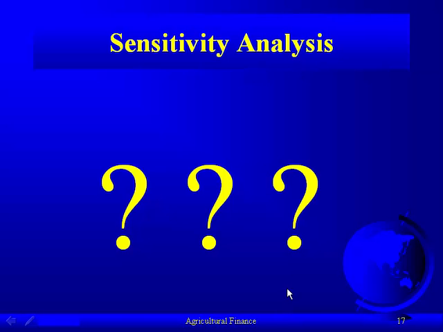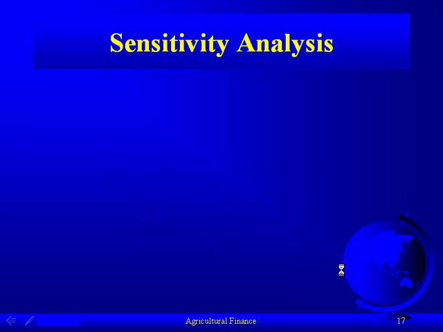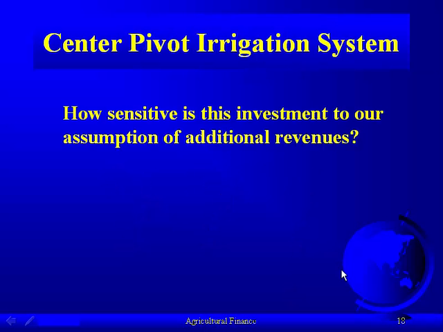We've determined now that this center pivot irrigation system is a profitable investment if our assumptions hold. Remember, we made some heroic assumptions about additional revenues that we would get and additional costs and how much we could sell the irrigation system for in 3 years. If all of those were true, then this would be a good investment. But are we guaranteed of all that, of those net returns? And the answer is no.